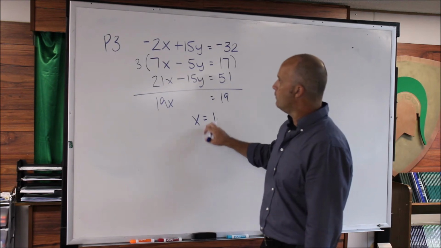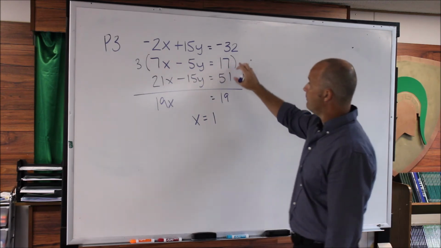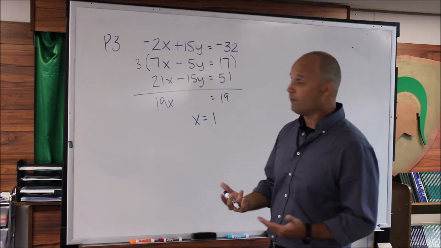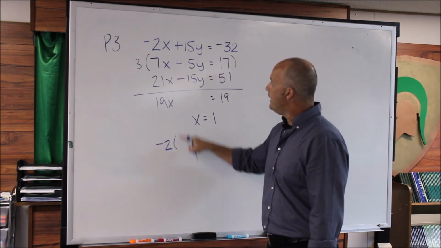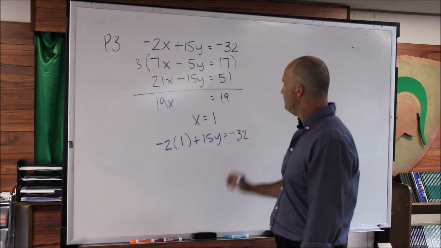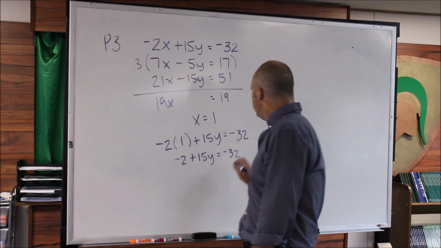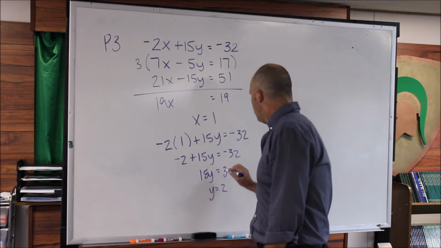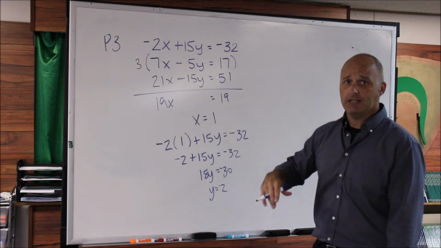So now that we've got x equals 1, we want to put it back into one of the original equations. So either the -2x plus 15y equals -32 or the 7x minus 5y equals 17. Doesn't really matter which. It's going to work the same for both of them. So just whichever one you choose. So -2 times 1 plus 15y equals -32. So we get -2 plus 15y equals -32. So 15y equals -30, and so y equals -2.